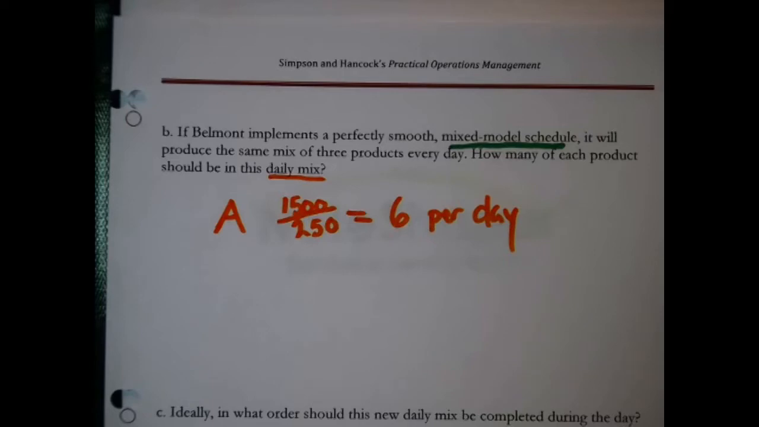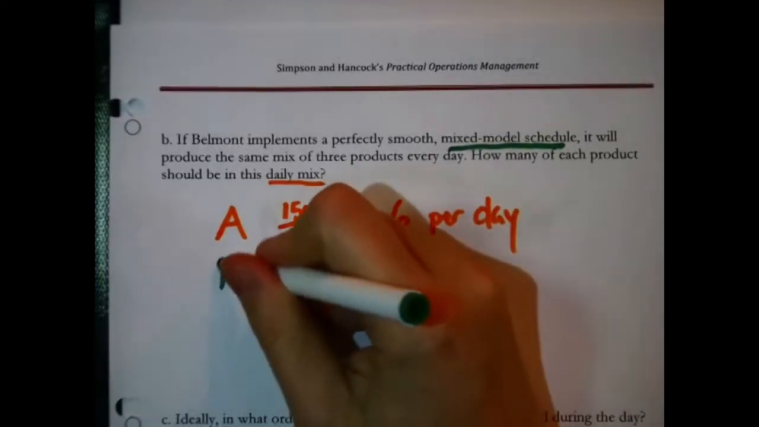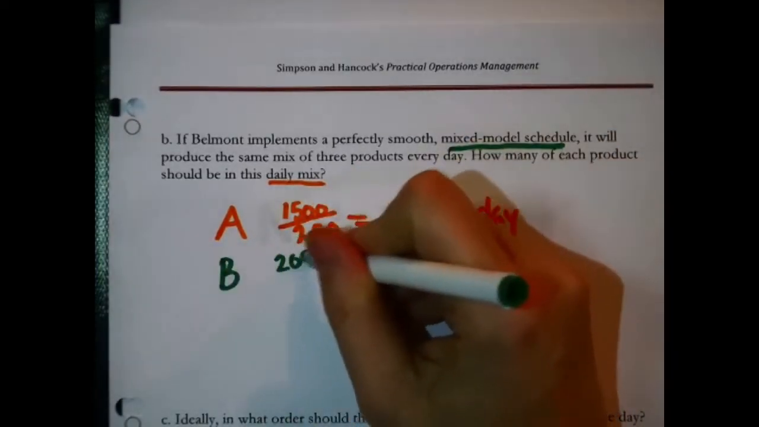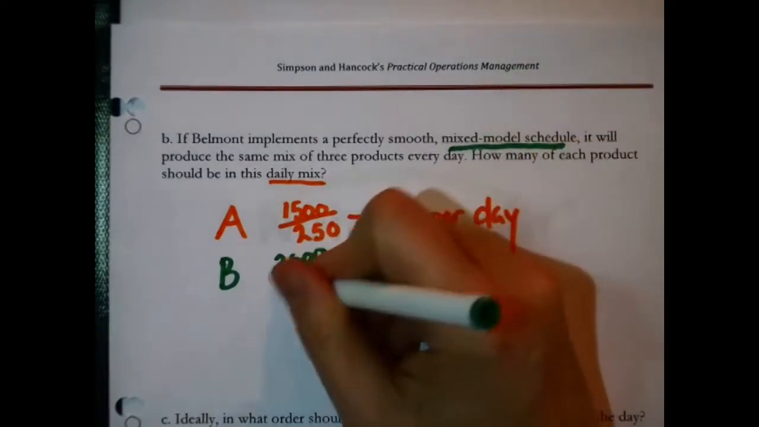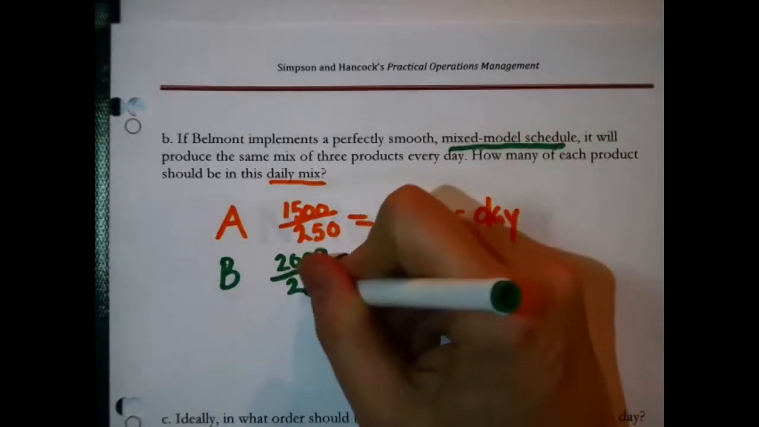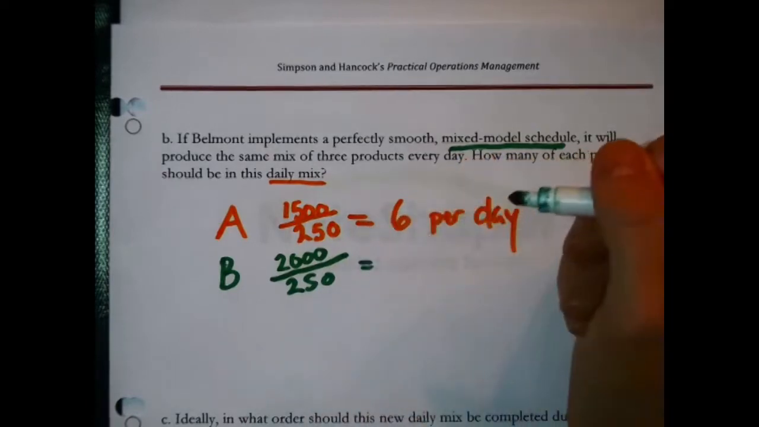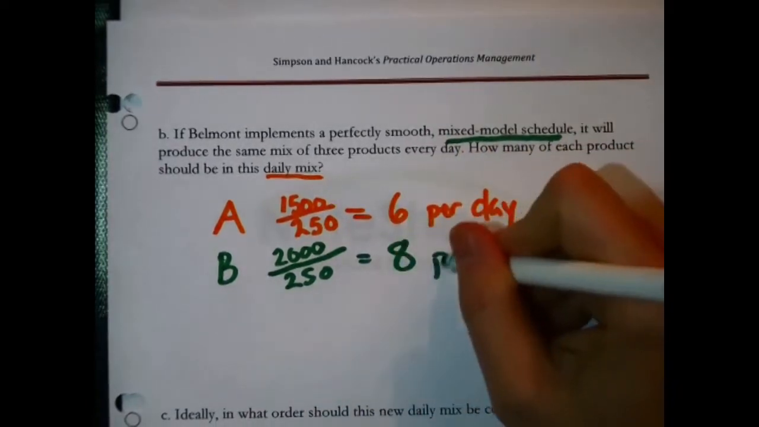It was asking about the mix, A through C. So with B, the target is different. They need to make a total of 20,000 over the course of the year, but it's the same 250 working days, so they need to make somewhat more per day.